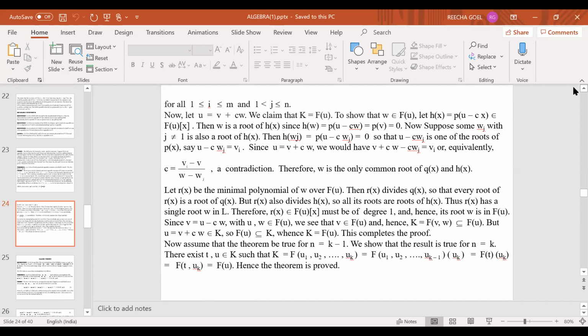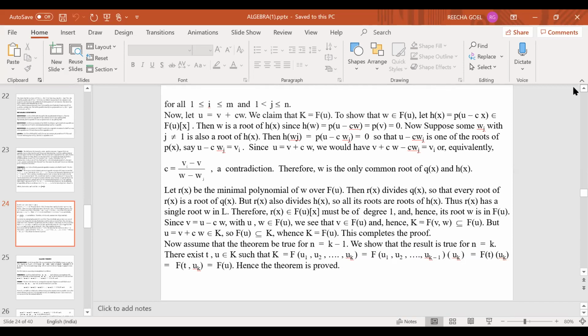Now it is obvious that w is a root of h(x), because h(w) is nothing but p(u - cw), and u - cw is v, and v is a root of p(x). Therefore, this is equal to 0. So w is a root of h(x). Now, can there be any other root of h(x)? The answer is no, because suppose wj for j different from 1 is also a root of h(x).